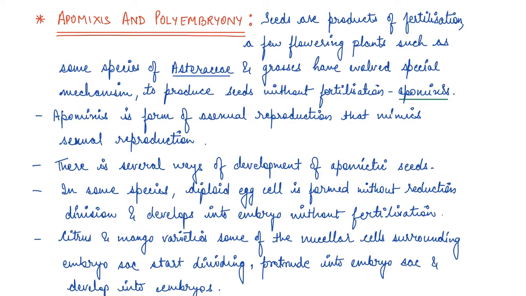So with this, we have finished the second chapter, which is sexual reproduction in flowering plants. In the next video, we are going to start with human reproduction. I hope you understood this chapter very well.